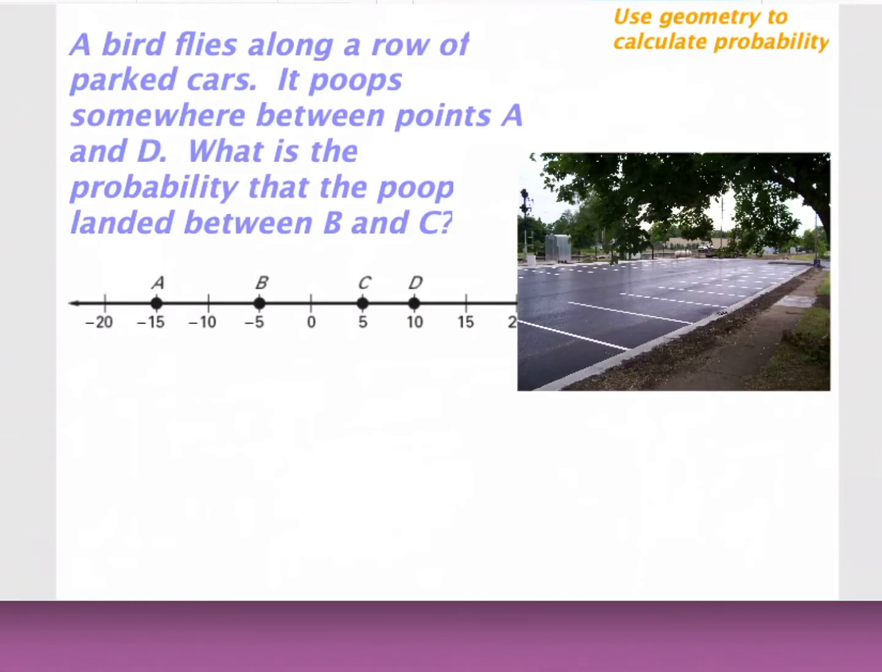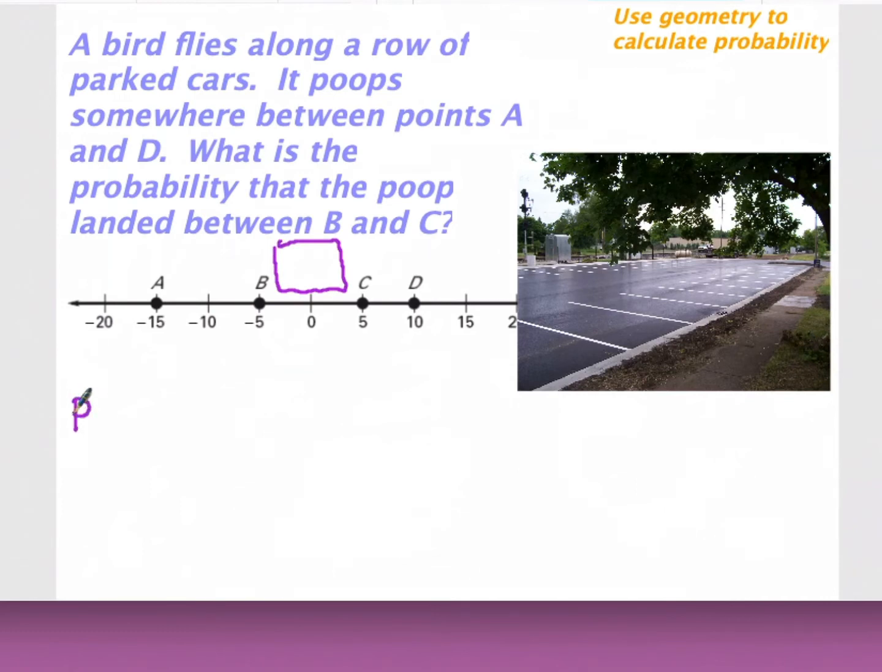This one looks a little more geometry-like because we're talking about length. These are parking spots, and a bird flies along a row of parked cars. It poops somewhere between points A and D. What is the probability that the poop landed between B and C? You know, like maybe you were the one that was parked right here. What are the chances that the poop landed there?